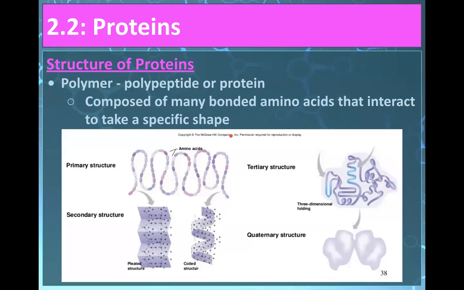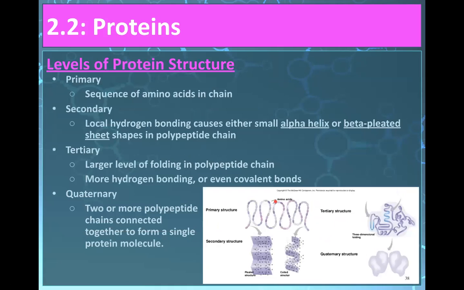Okay, proteins are going to form from a chain of amino acids. So the primary structure of a protein is just going to be that order of the amino acids. The secondary structure is when they start to interact together to form hydrogen bonds. The tertiary structure is when we have more hydrogen and covalent bonds. And a quaternary structure is when we actually have multiple strands of polypeptides coming together.